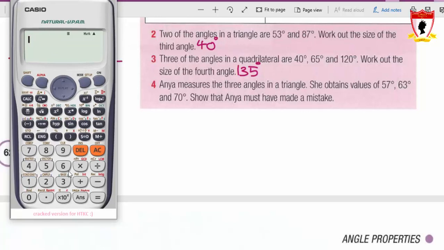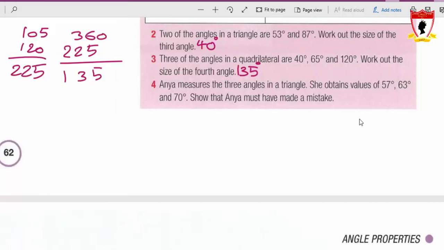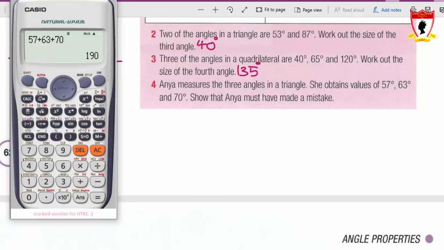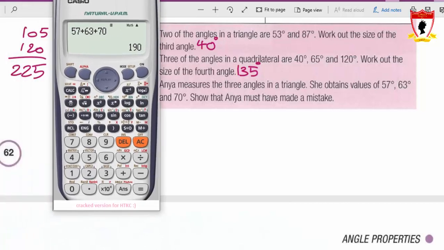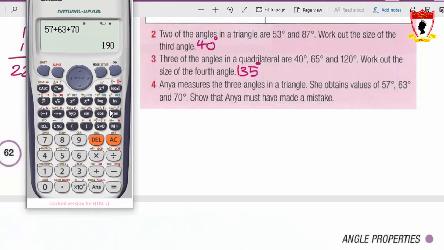Let's add these angles together. 57 plus 63 plus 70 is equal to 190. So she must have made some mistakes using the protractor. So she doesn't have a triangle, because if she has a triangle, the angles must add up to 180.